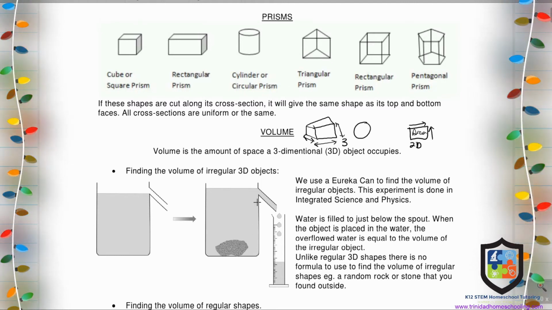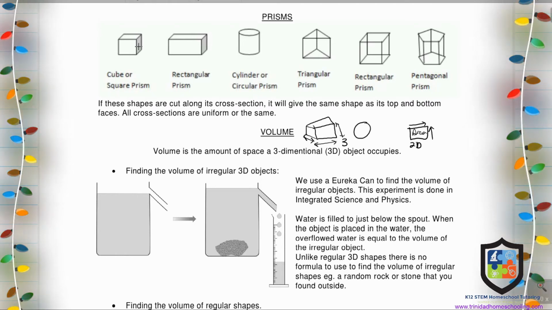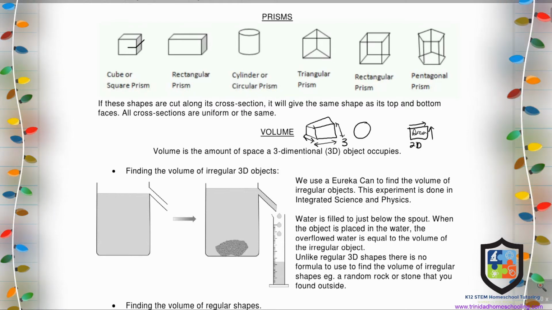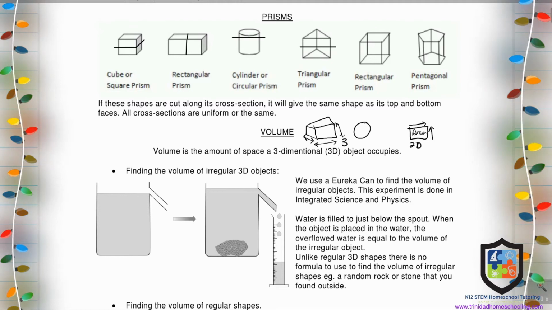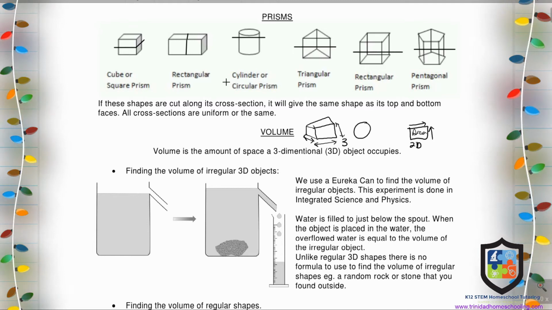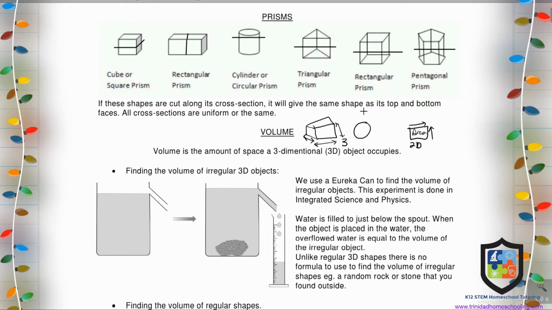Now, if we were to cut these shapes along their cross-section, a cross-section would be if I were to cut this shape along here, or along there, if I were to cut the cylinder here, if I were to cut the prism across, cut there across. If I were to cut these prisms along the cross section, it will give the same shape as its top and bottom faces.